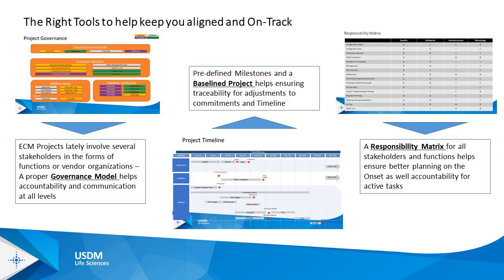During your implementation, the right tools will help keep you on track. Here are a few of them that we have learned to use over the years that will help keep things communicated and crystal clear for all parties involved. A project governance model generally helps to see what the escalation path should be and who's involved and at what frequency for what component of your program.